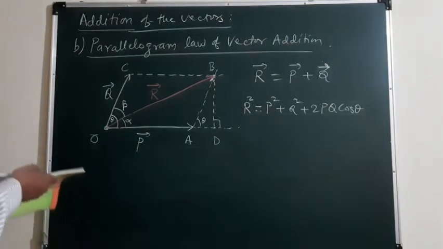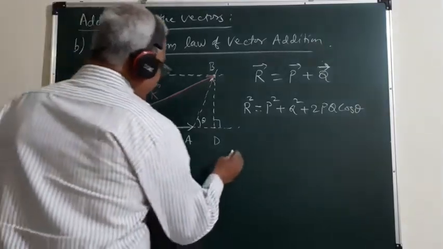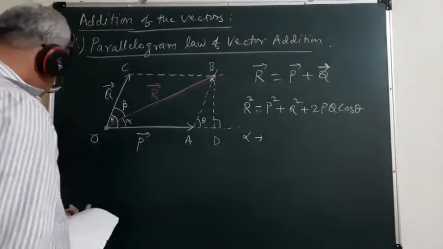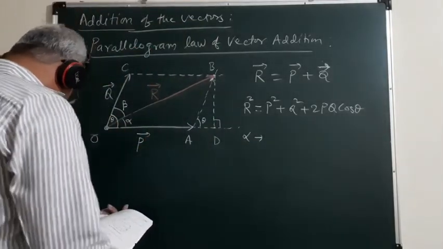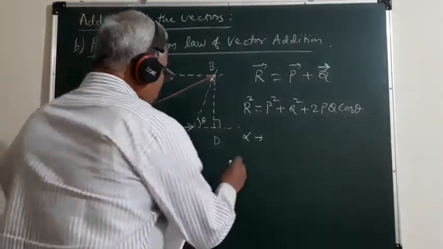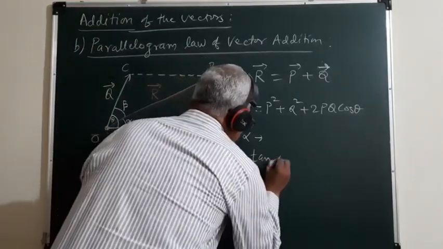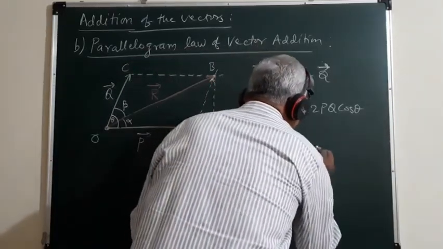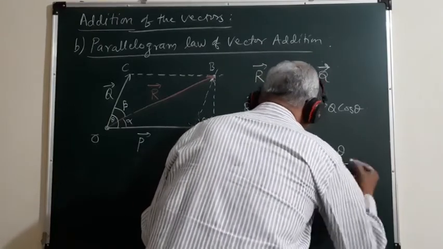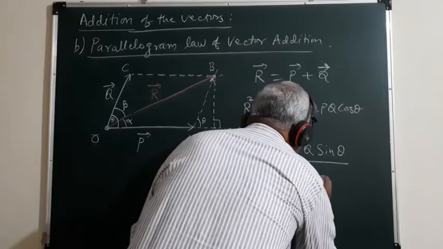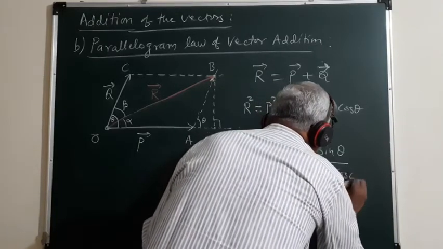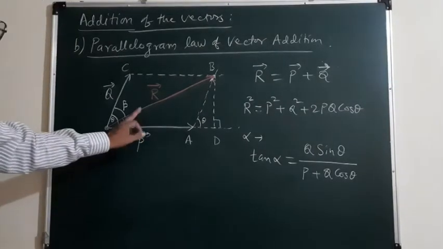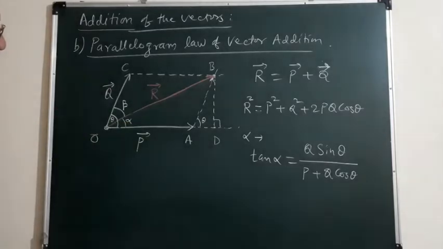Similarly, we can obtain the angle alpha subtended by R bar with P bar. Angle alpha subtended by R bar with P bar is given by the expression tan alpha is equal to Q sin theta divided by P plus Q cos theta. This is how we can obtain the angle alpha subtended by R bar with P bar.